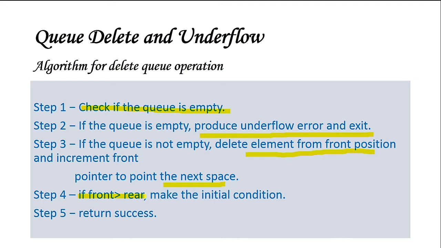So if front is greater than rear, make it the initial condition. Why? Because when front is greater than rear, no elements will be left in the queue. So you need to make it an empty queue. How can I make it an empty queue? I can make it point to the initial condition, saying front is equal to 0 and rear is equal to minus 1. And then return success. This is the algorithm for the delete queue operation.